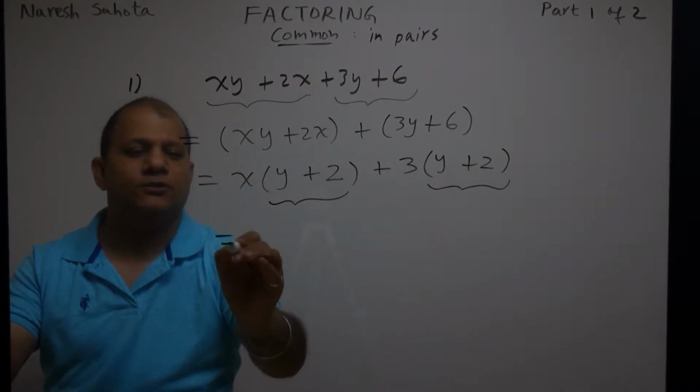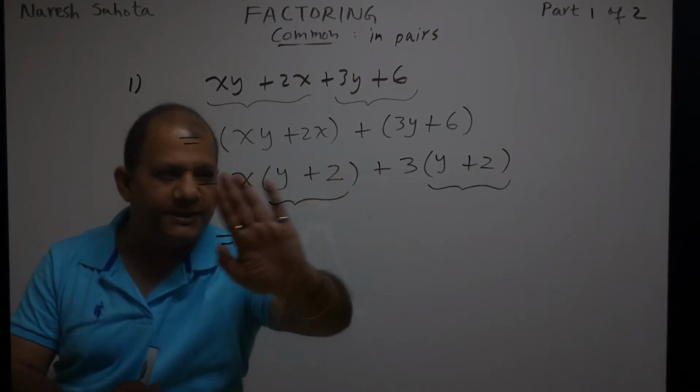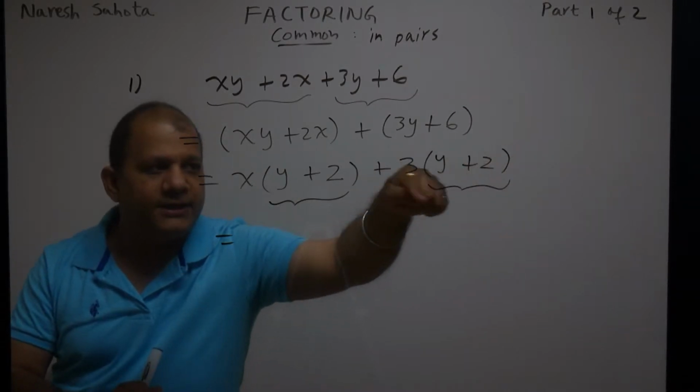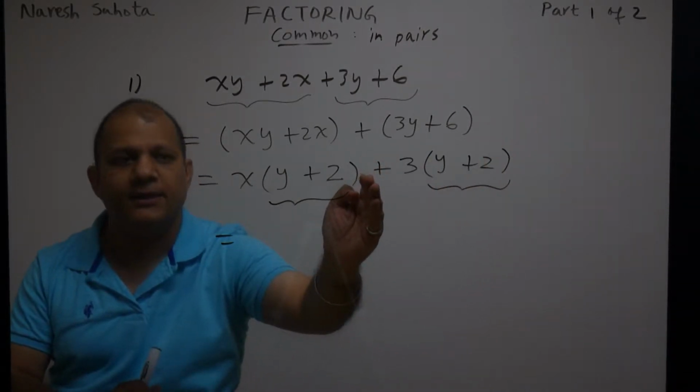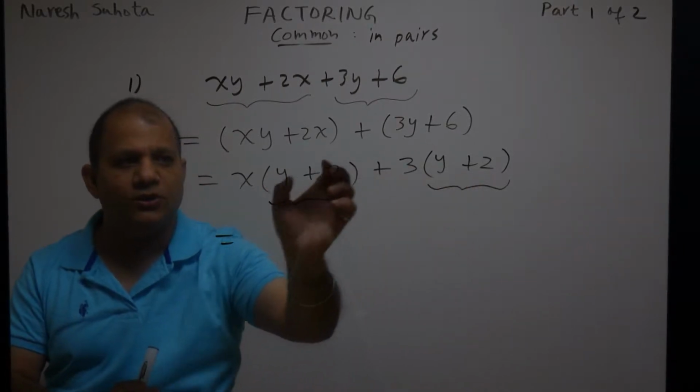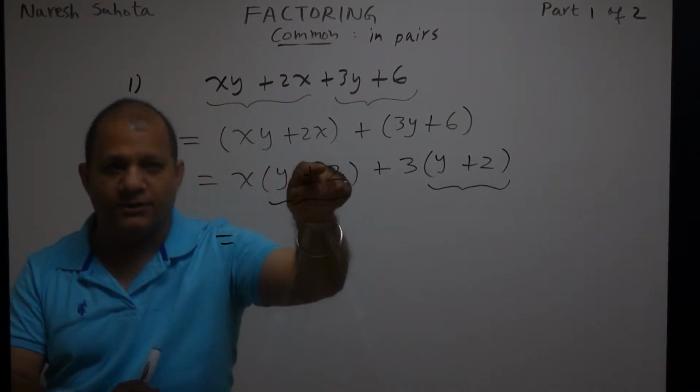Just to repeat myself, in this step I have two terms. This whole thing is one term, and this whole thing is another term, connected by an addition operation. From these two terms we have a common factor of this bracket.